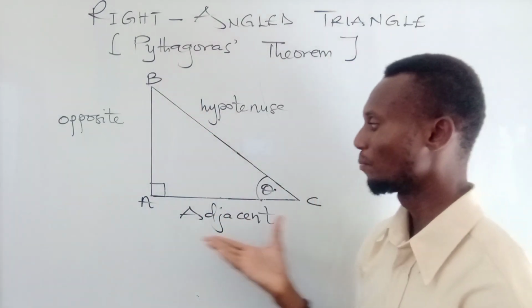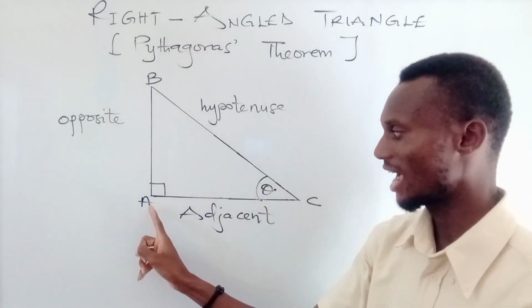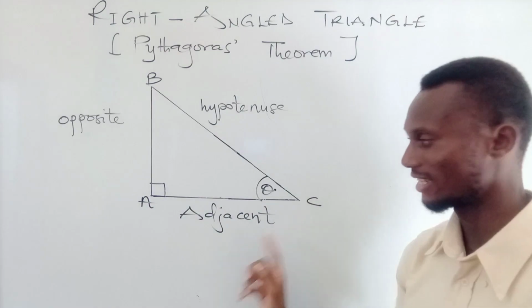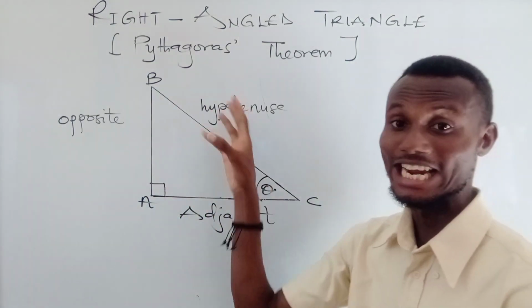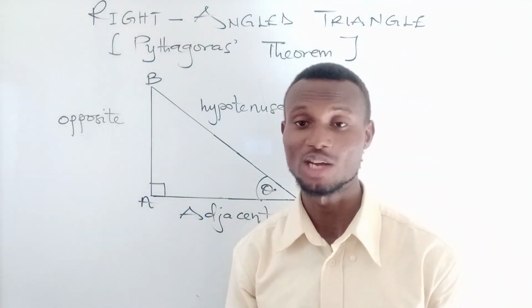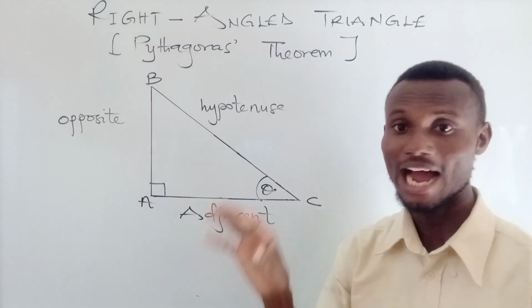And the base of the triangle, which is here, we have AC, the line AC is called the adjacent. So these are the names of the sides of the triangle that you are supposed to know. I hope you understand and you agree with me up to this point.